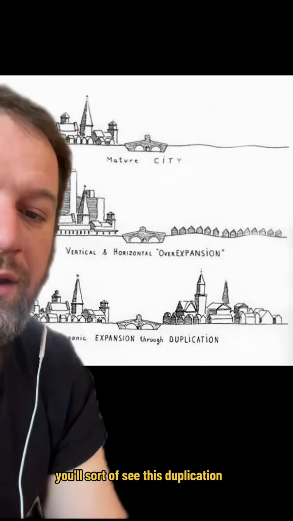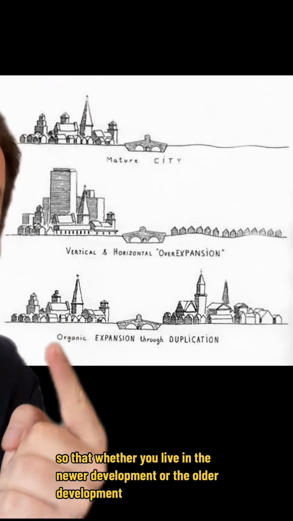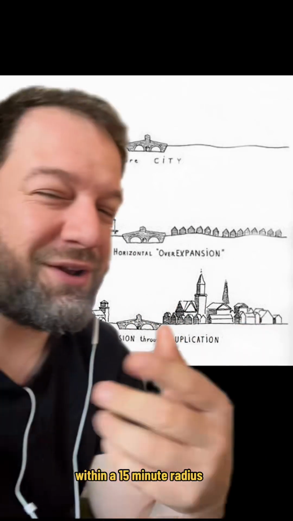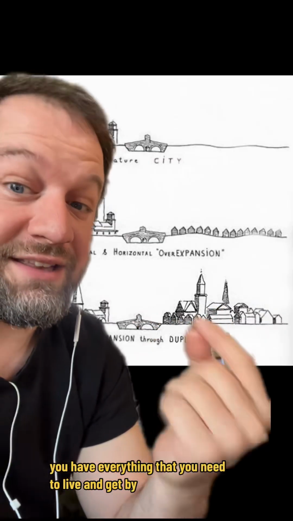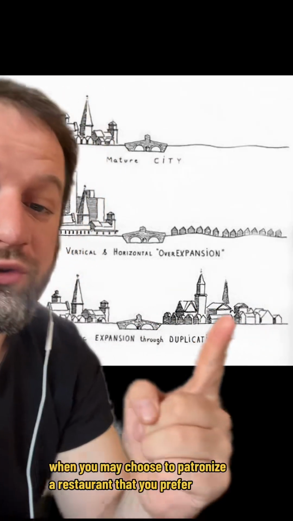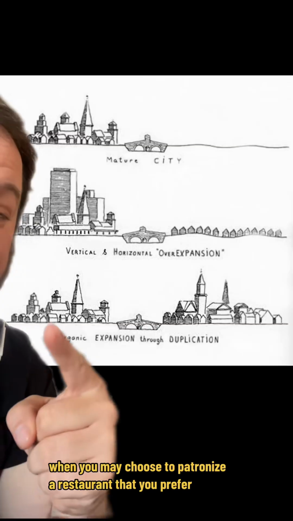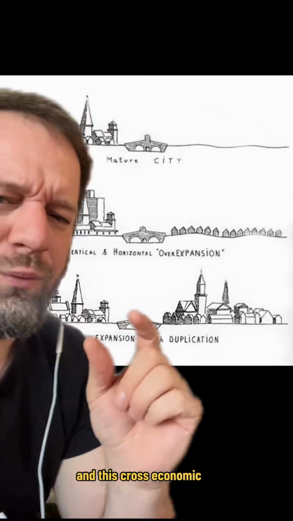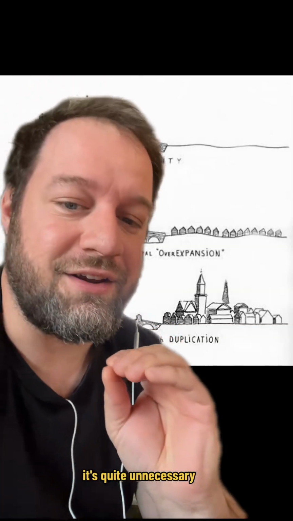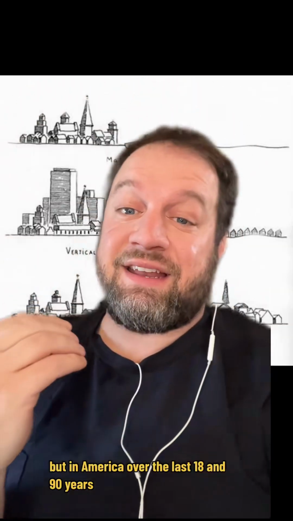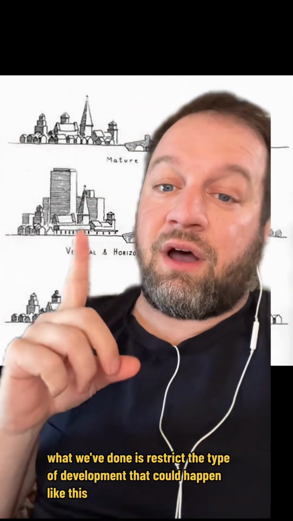So that whether you live in the newer development or the older development, within a 15-minute radius, like a 15-minute walk of your house, you have everything that you need to live and get by. And you may choose to patronize a restaurant that you prefer in this other neighborhood, and this economic cross-pollination is good. It's quite natural.